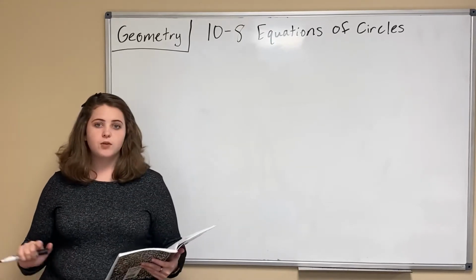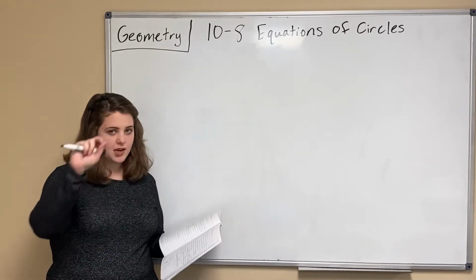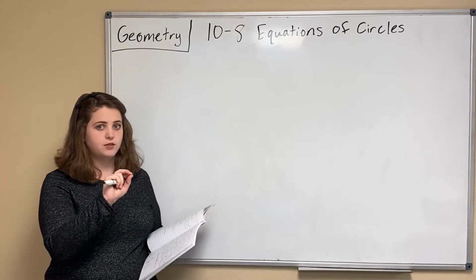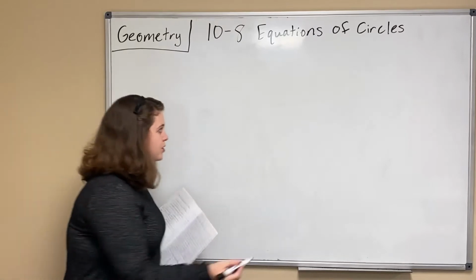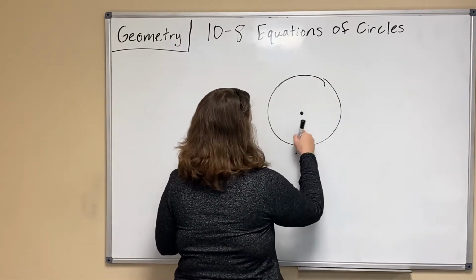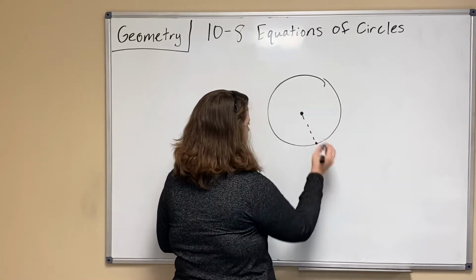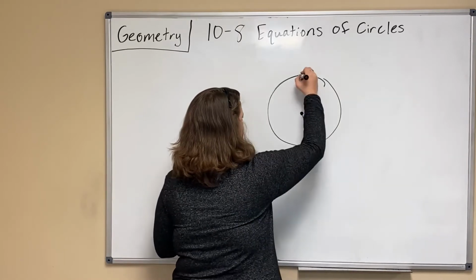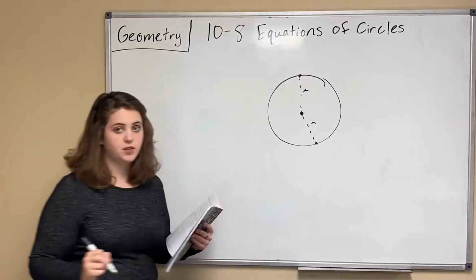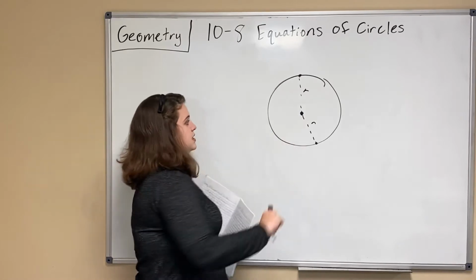The first thing I want to remind you of when we're talking about circles is that each point on the outside of a circle is equidistant from the center of the circle. So in other words, if I have a circle and here's my center, no matter where I pick on the outside, that's going to be our radius, and it's always going to be equal. It'll always be the radius.